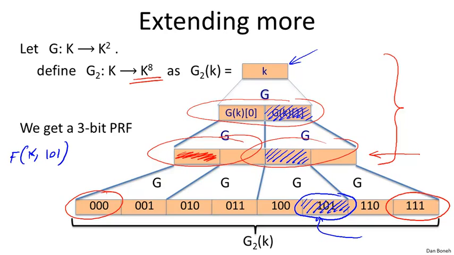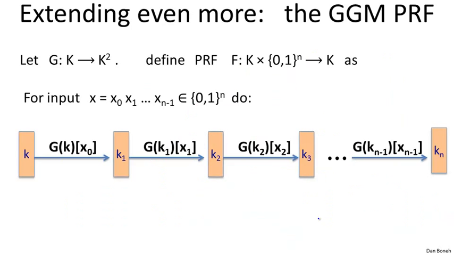Well, if it worked 3 times, there's no reason why it can't work n times. And so if we apply this transformation again and again, we arrive at what's called the GGM PRF. GGM stands for Goldreich, Goldwasser, and Micali. These are the inventors of this PRF. And the way it works is as follows. So we start off with a generator that just doubles its output.